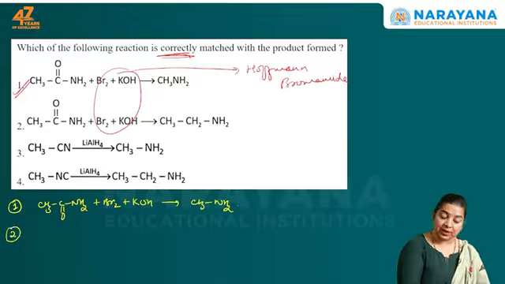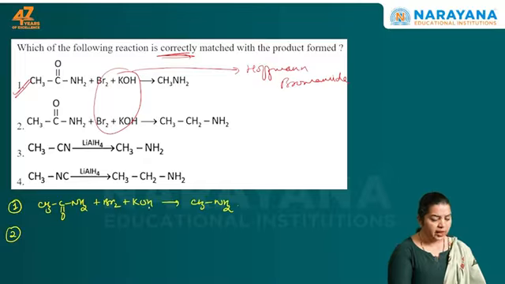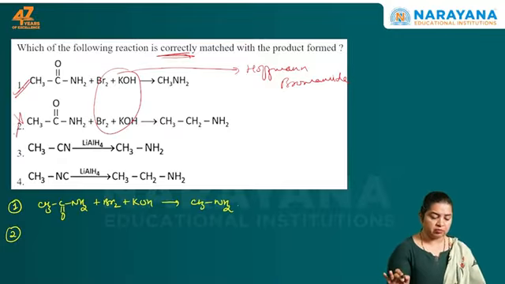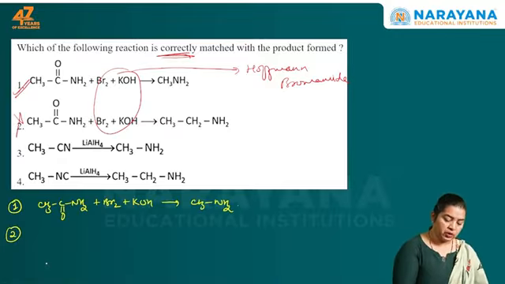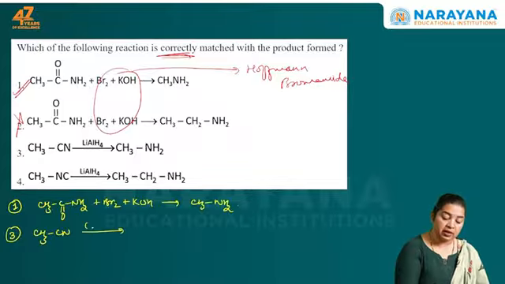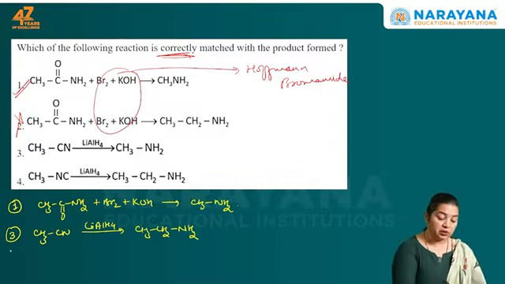Let us move to second, same reactant, but the product is not decreasing the carbon. That is not what Hoffman bromamide will give. Second is wrong. Okay. So, moving to third, what could be the third one? Third is CH3CN and LiAlH4. So, it is CH3CH2NH2, but they are here decreasing the carbon. This can't be the answer.